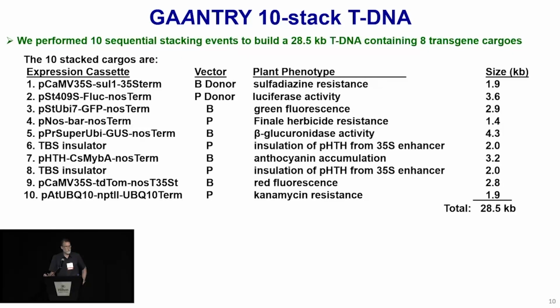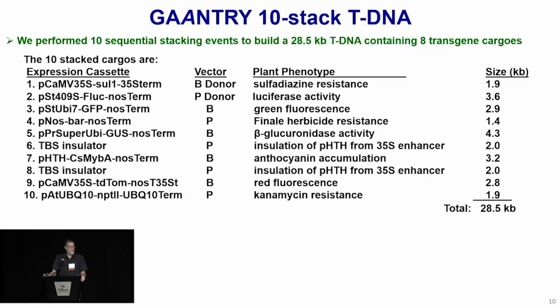So it shows the expression cassette that was in each of the B or P donors there on the left, the phenotype that it conferred in plants. The reason we chose these cargos is because they all had easily detectable phenotypes in plants. So it was very easy to phenotype the plants we're generating using this construct. And then it shows the total size on the right. There are a couple important details I want to point out.